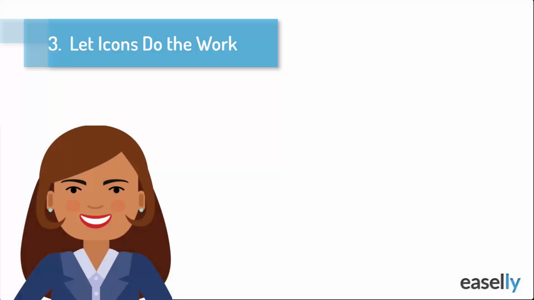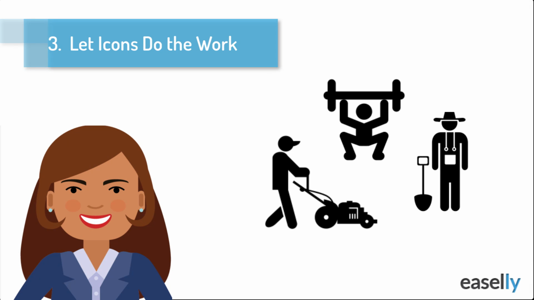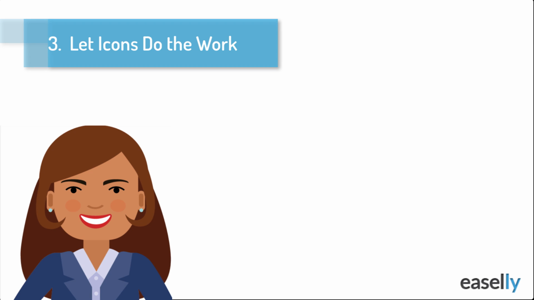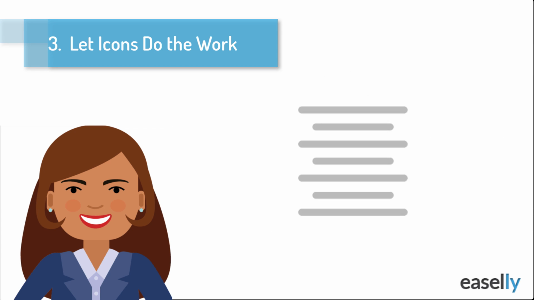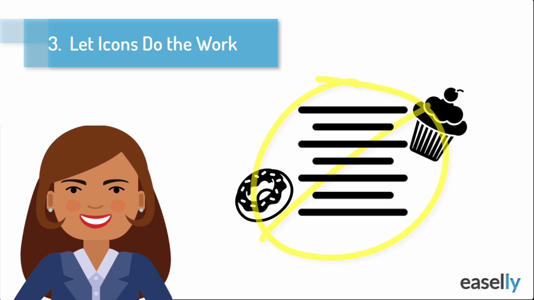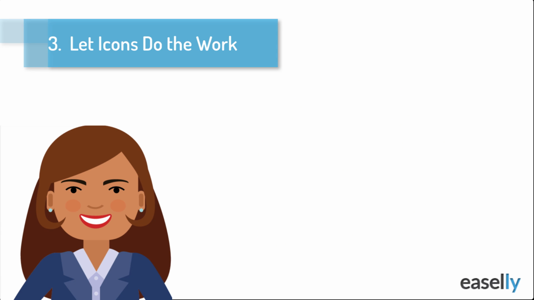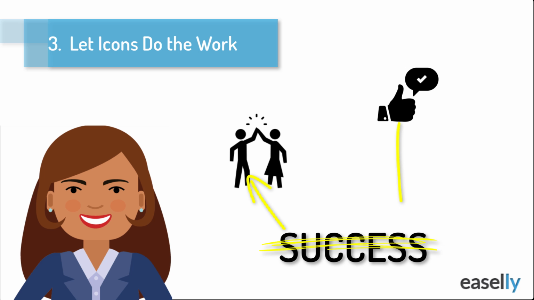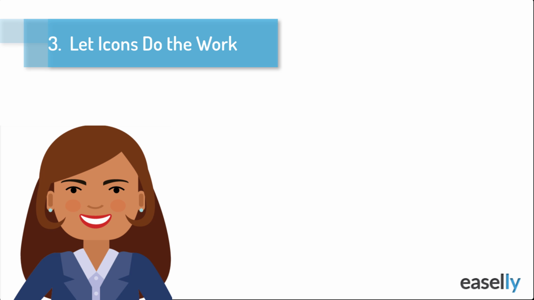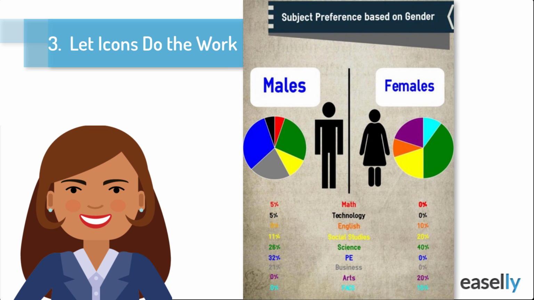Number 3, let the icons do the work. After creating your general theme or layout for your infographic, you might be tempted to fall back on text to get your point across. Resist the temptation. Instead, really try to think about what icon or image you can use in place of words that will get the point across better. For example, why not use little stick figures to represent people in your data, or use a pie chart or graph to explain your stats?